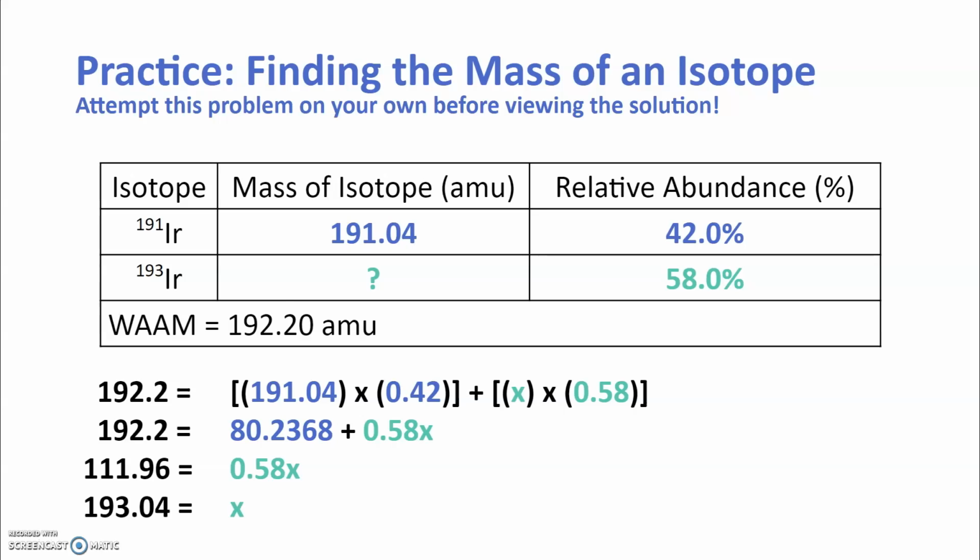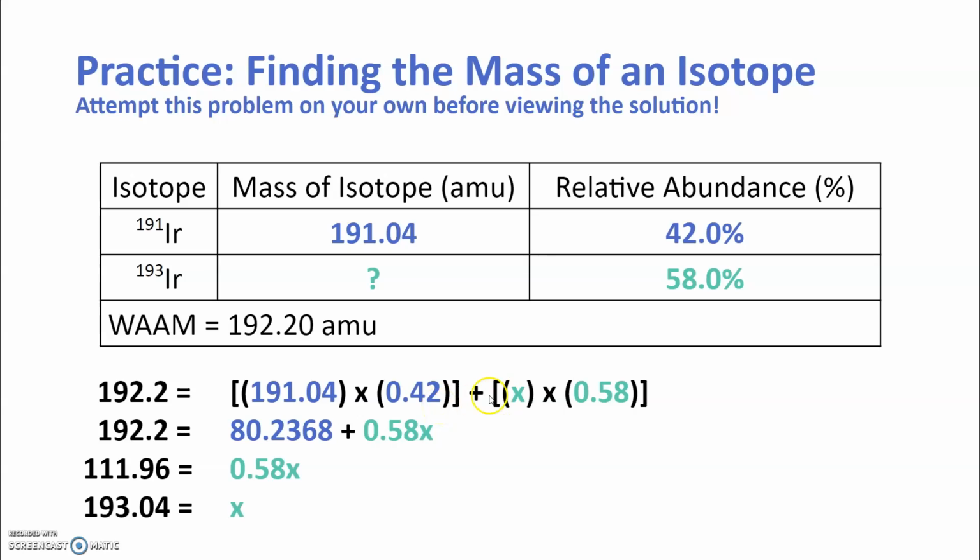I only gave you 2 isotopes instead of 4, but we have the isotope of iridium at 191.04 and its abundance is 42.0. Then we have an unknown isotope with an abundance of 58. Notably, the abundance adds up to 100. That should always be the case, so just keep that in the back of your mind as a way to check for mistakes. And then the WAAM, which can be given or you can just look on the periodic table, is 192.2 atomic mass units.